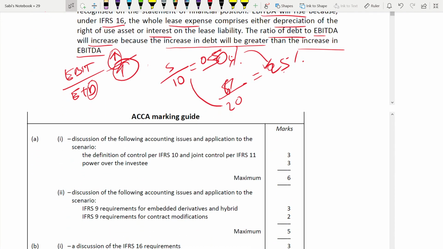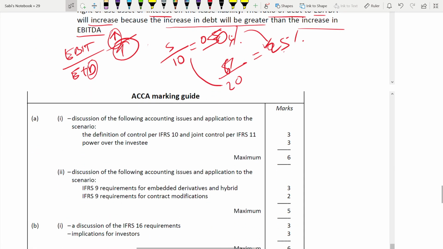Now let us go to the marking scheme. Okay. First one, 6 marks. 3 marks for IFRS 10 and IFRS 11. Another 3 marks for power over the investee. You can talk about IAS 28 and also some definitions that they have given, whether they have a shareholder agreement, all those things. All those points you will get marks.